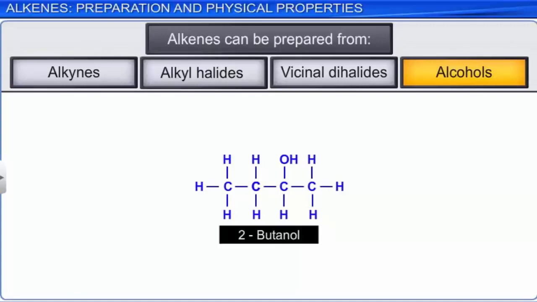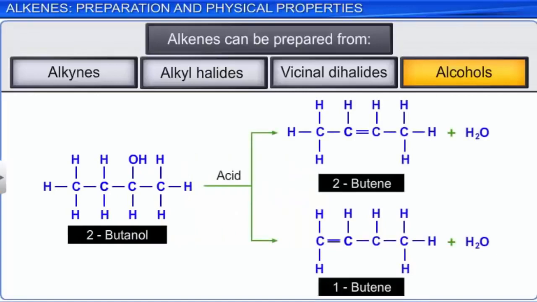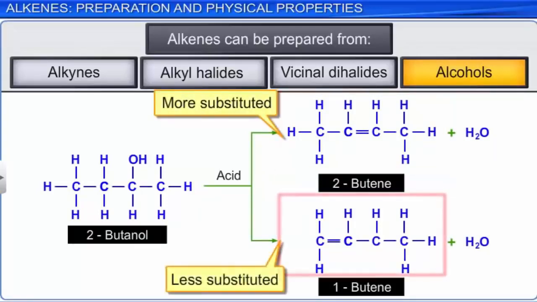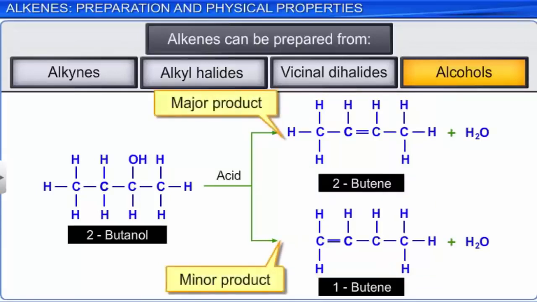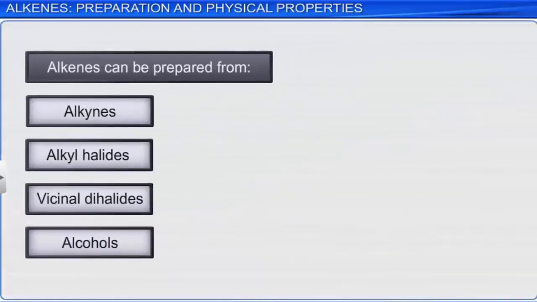For example, in the dehydration of 2-butanol, there are 2 possible positions for the double bond. However, 2-butene is more substituted than 1-butene. Hence, the more predominant product is 2-butene. Thus, we see that alkenes can be obtained by many different methods.